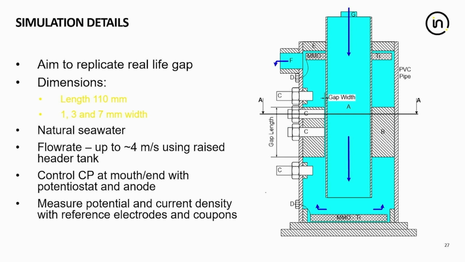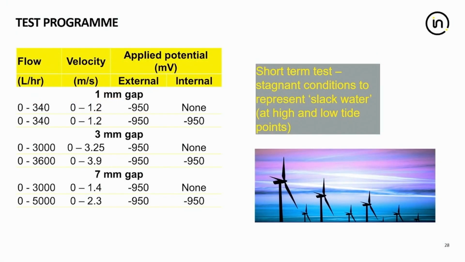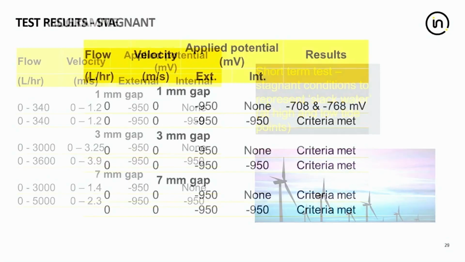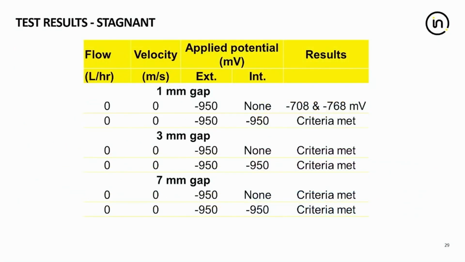and passed natural seawater through the gap at different flow rates. And what we saw from the results was, if there was no flow, so let me skip on to the results here, we got satisfactory protection in almost all cases, just the very narrowest gap not. And if protection was only installed externally, you didn't then get protection in the gap. But if you had protection internally and externally, then the criteria was met.